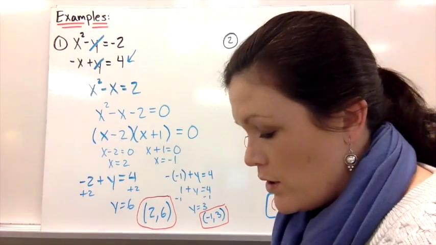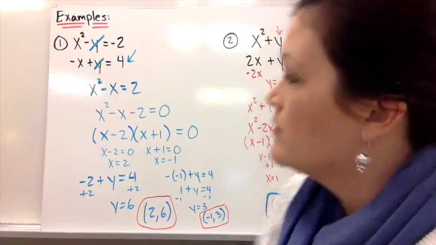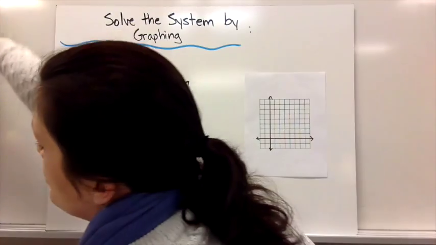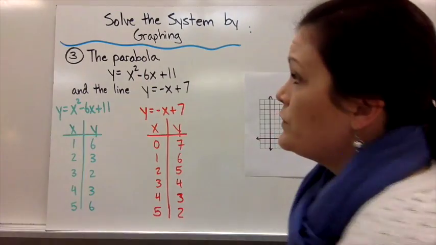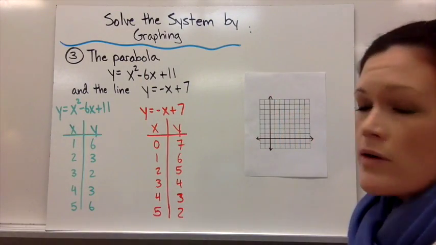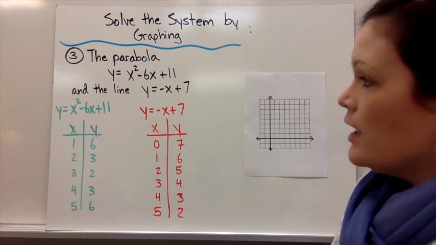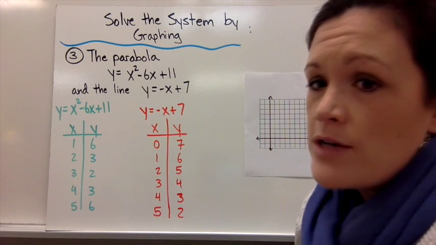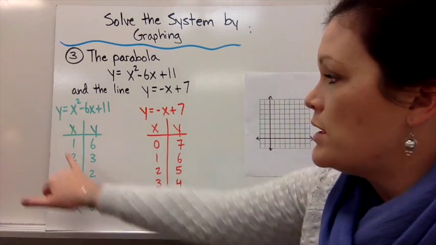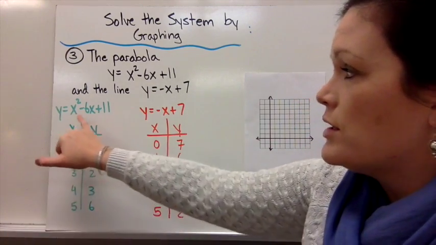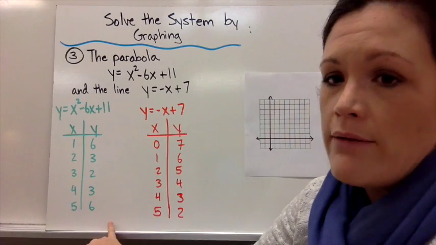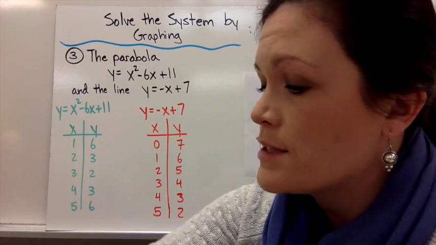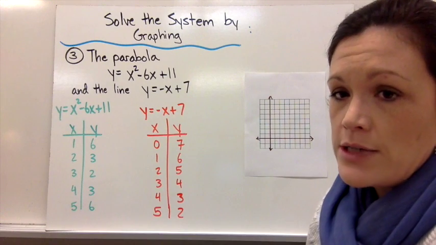Now, let's look at one more example, and it is using graphing, just to show you your last method you might choose to use. So I have an example of a parabola and a line. I've already used my calculator to set up a table of values. You can set up a table of values with your calculator, or you could have plugged in some x's into the original equation to get the y values in order to plot the points. So now what I'm going to do is plot these points and find where they intersect on my graph.